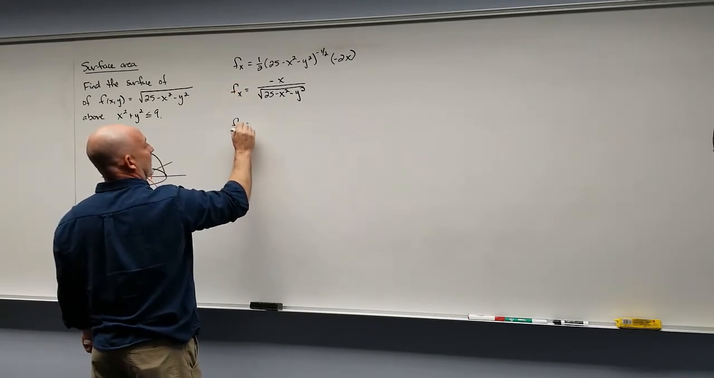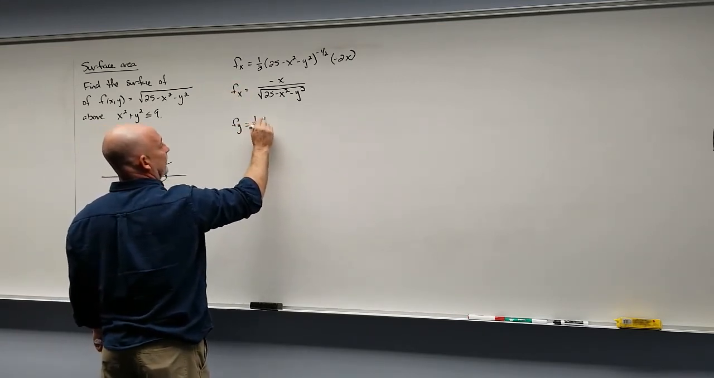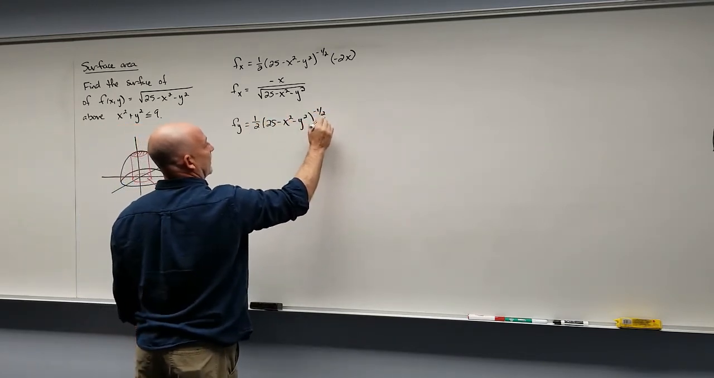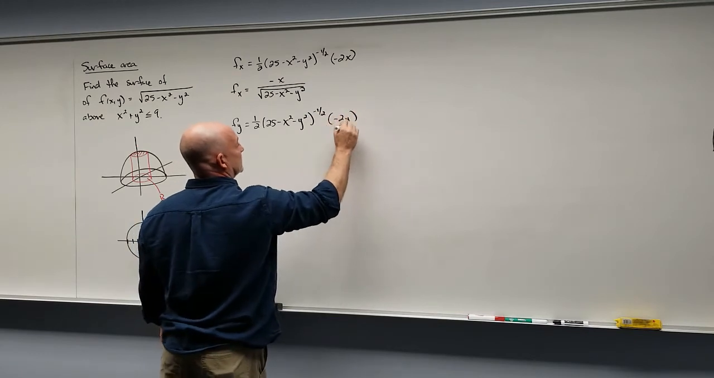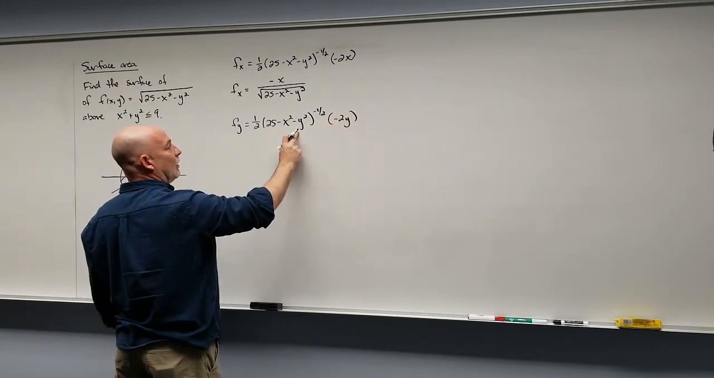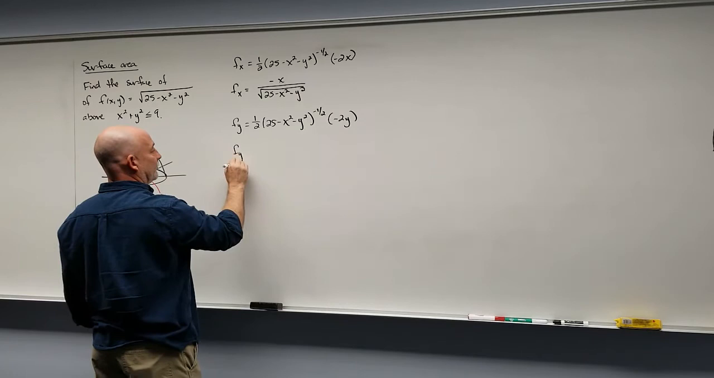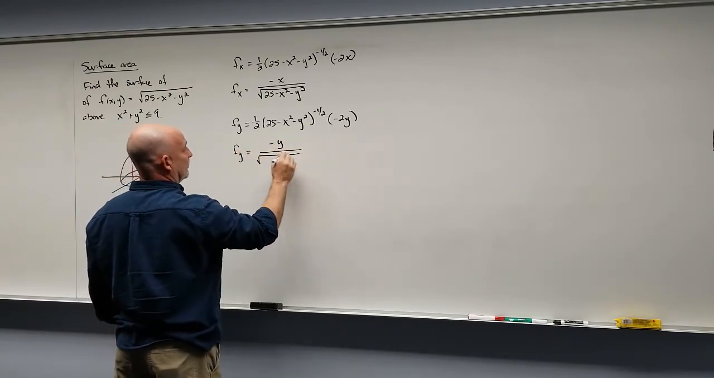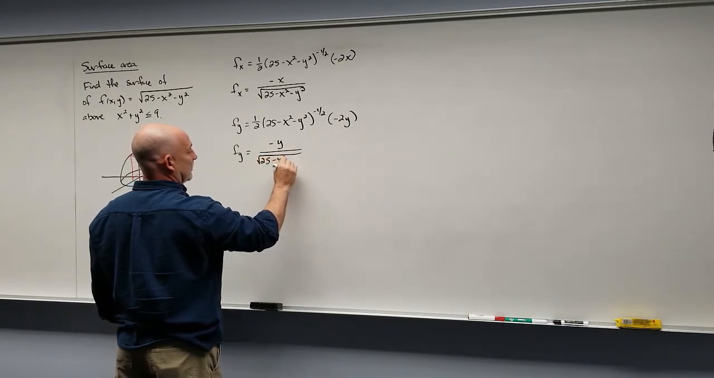F sub y, well, it's going to be almost the same thing. Bring down the power, copy the inside, take 1 away from the power, multiply by the derivative of the inside. The derivative of the inside with respect to y is negative 2y. So f sub y is going to be negative y over the square root of 25 minus x squared minus y squared.